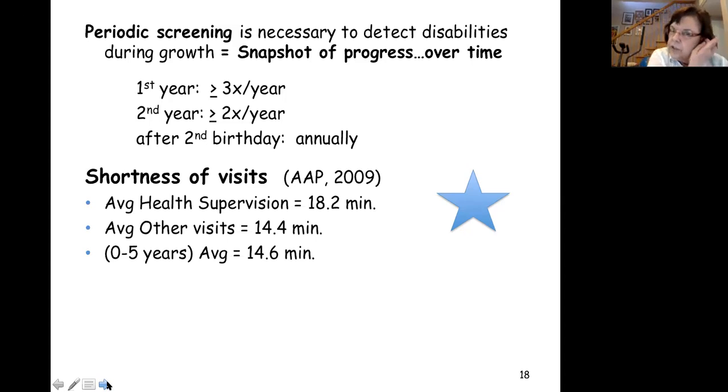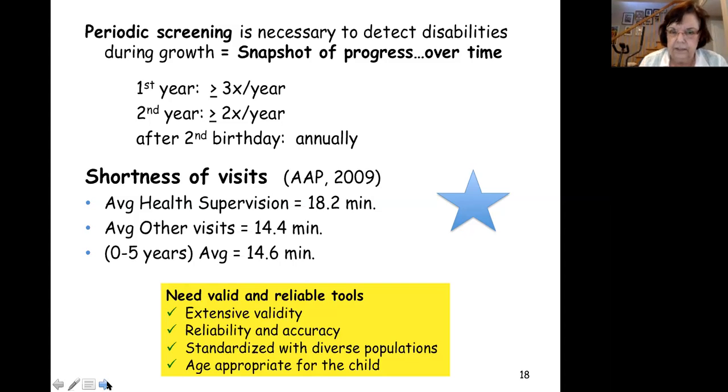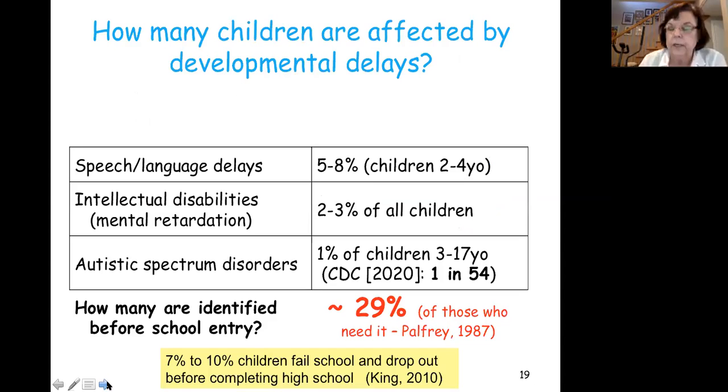So that's a very short period of time to do a physical assessment, listen to the heart, listen to the lungs, talk to the parent about concerns. So we really need to look at ways to assess development more easily, tools that have extensive validity, reliability and accuracy, standardized with diverse groups, and also age appropriate for the child. So that remains a challenge.